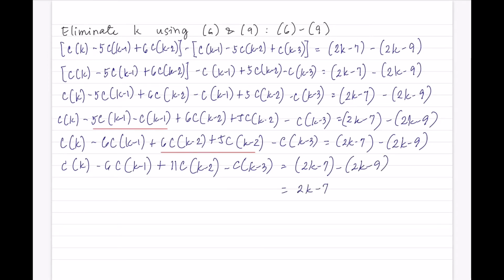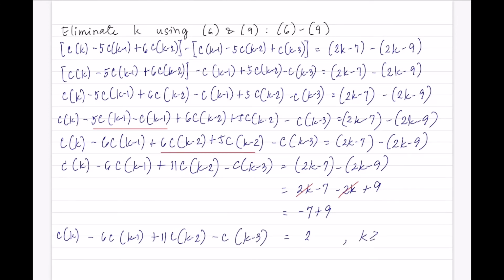We now solve the right hand side. So we remove the grouping symbols and distribute the negative sign. So 2k minus 2k, that will give us 0. So what is left is negative 7 plus 9, or that is 2. So we now have the third order recurrence relation with a constant on the right side where k is greater than or equal to 3. That's it.